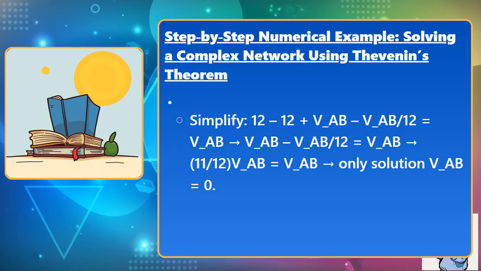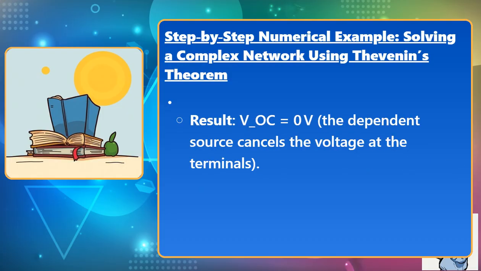Simplify: 12 minus 12 plus V sub AB minus V sub AB over 12 equals V sub AB, which gives V sub AB minus V sub AB over 12 equals V sub AB. So 11/12 of V sub AB equals V sub AB. Therefore, the only solution is V sub AB equals 0. Result: V sub OC equals 0 volts. The dependent source cancels the voltage at the terminals.